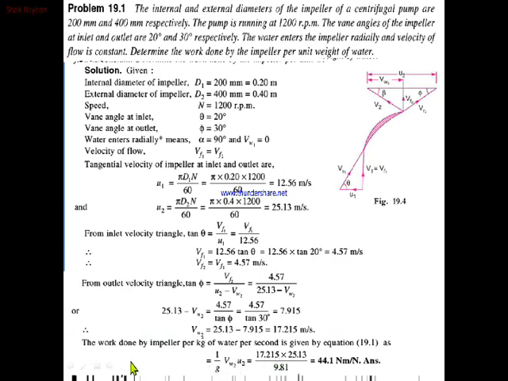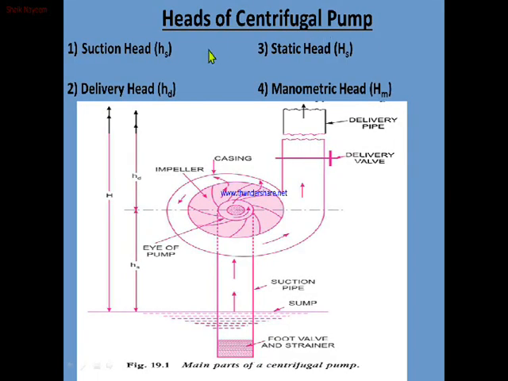Then finally we will calculate the work done by the impeller per kg of water per second, which is given by the equation 1 by g Vw2 u2, because the whirl component at the inlet condition is 0. By substituting all these, we will get the value 44.1 Newton meter per Newton. So this is how it is calculated. Now we'll see the heads of a centrifugal pump.